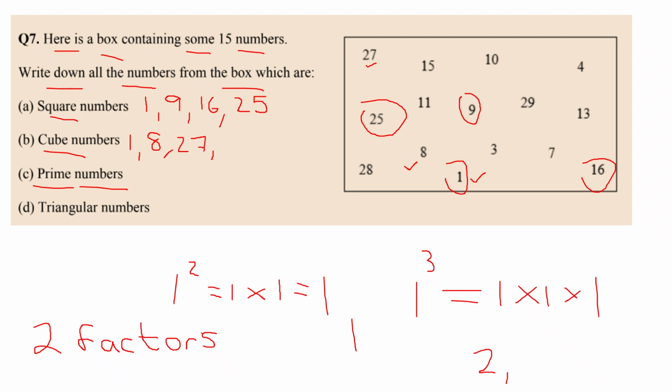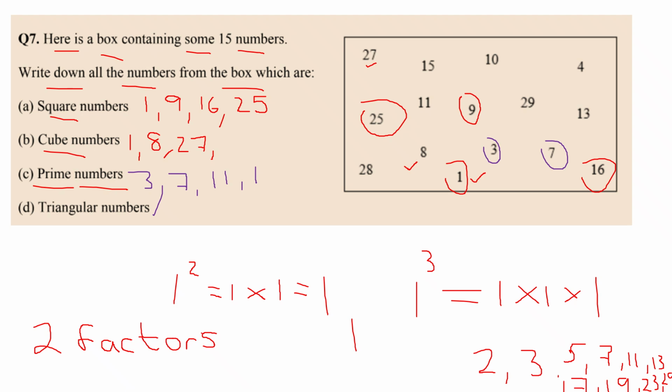So it goes 2, then 3, then 5, then 7, then 11, then 13, then 17, then 19, then 23, then 29, etc. We can see here that 2 is not on here, so change colour. 3 is on here, so 3 is prime, 7 is prime, 11 is prime, 13 is prime, and there's no other number, sorry, I tell a lie, 29 is also prime. I believe that is all the ones that are there.